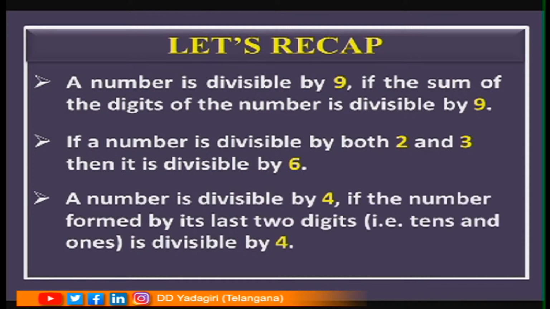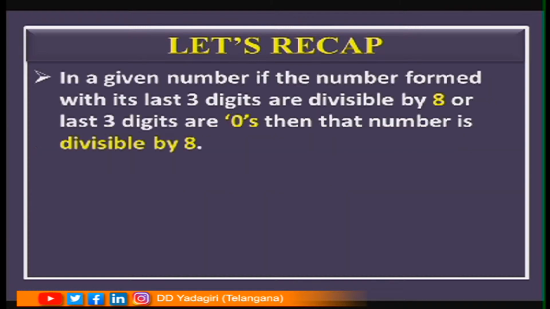A number is divisible by 4 if the number formed by its last two digits is divisible by 4. In a given number, if the number formed by its last three digits is divisible by 8 or they are zeros, then the number is divisible by 8.